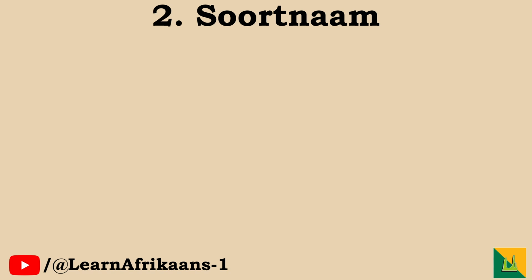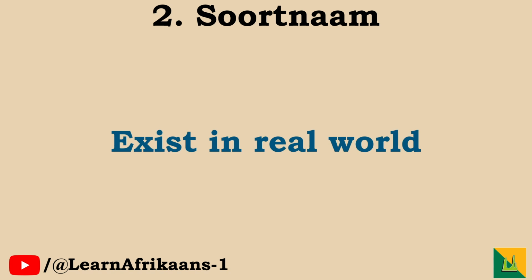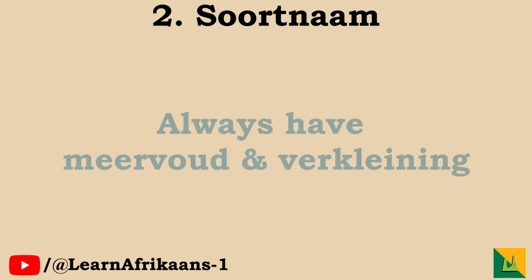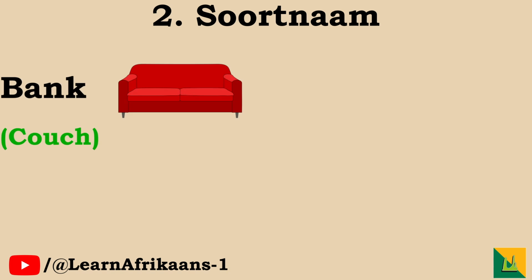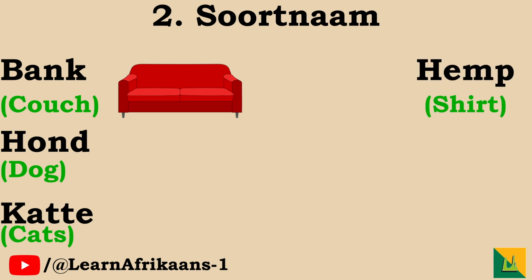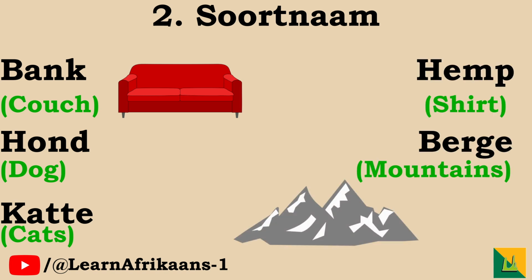Tweede soort, second kind. Soortnaam. Soortname are things in the real world. These are the majority of selfstandige naamwoorde. They always have a meervoud and verkleiningsvorm. For example, bank, hond, katte, hemp, berge, and so forth.